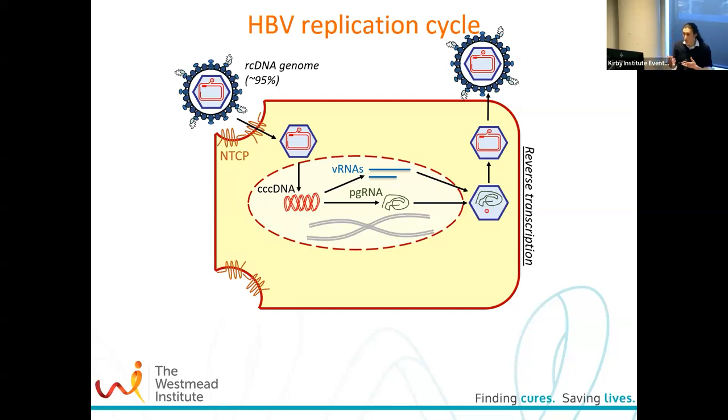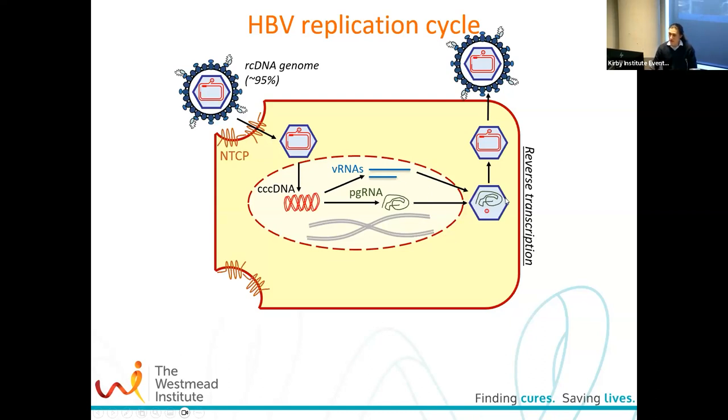So the actual replication cycle, I'll go through this quickly. The virus enters hepatocytes through a hepatocyte-specific receptor, NTCP, which is a bile acid transporter. This releases the nuclear capsid into the cytoplasm, and the relaxed circular DNA genome is then deposited into the nucleus, where it's repaired and forms cccDNA, covalently closed circular DNA. As Andrew mentioned before, this is a really important part, because all the viral transcripts, the viral mRNAs, as well as the pregenomic RNA, are transcribed from cccDNA. It's basically a plasmid here, so episomal.